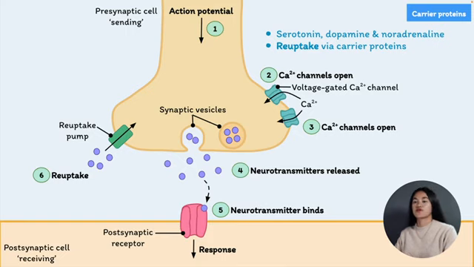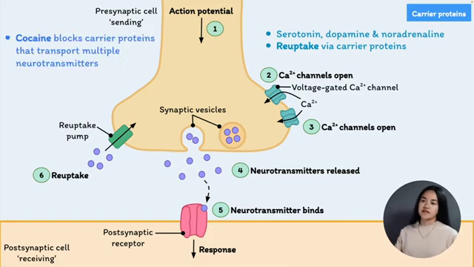So first up, cocaine. What cocaine does is it blocks the carrier proteins that are responsible for neurotransmitters such as dopamine and norepinephrine. So then it has a stimulatory effect on those neurotransmitters because these transmitters are going to stay in the synapse for longer, causing euphoria and all the other effects that cocaine has. So there's going to be a buildup of these neurotransmitters in the synapse.